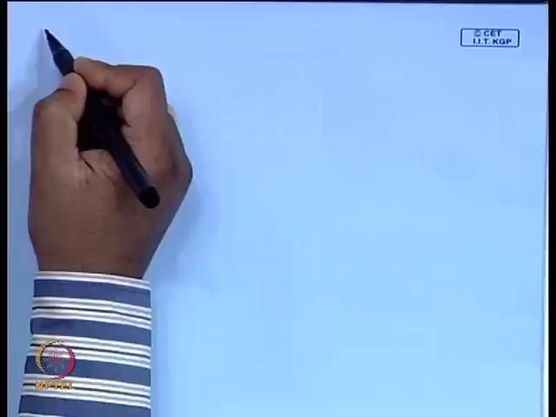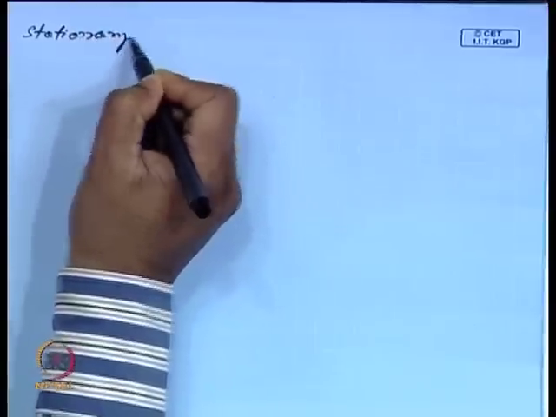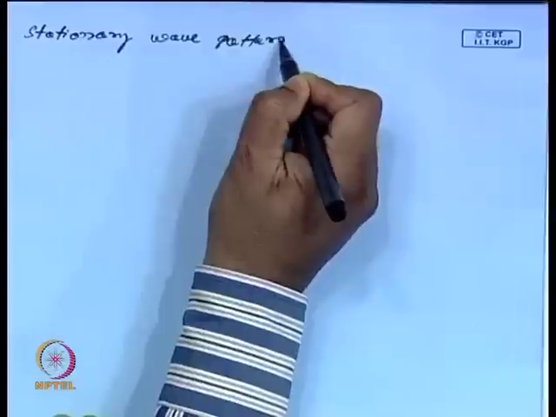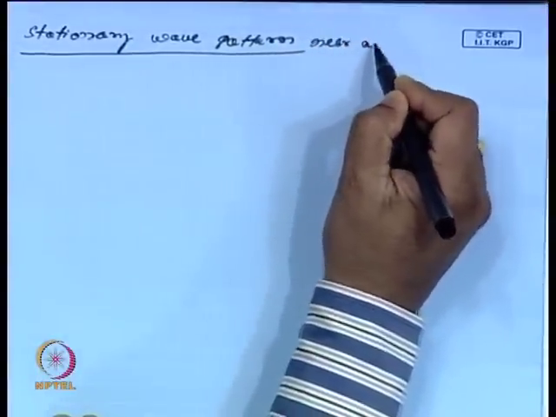So with this, now I will look into another aspect: we have seen stationary waves. Let us relate the stationary wave pattern to the case when a wave propagates near a wall. Stationary wave pattern near a wall. This is another interesting point to be noted.